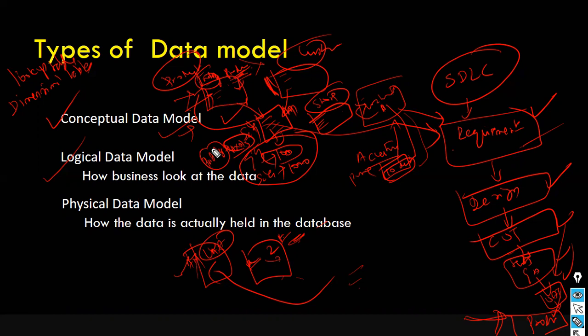In the case of the logical data model, we go one step further, identify what columns are required in each table, and what kind of one-to-many or many-to-one or many-to-many relationship. That is what we do as per the logical data model.